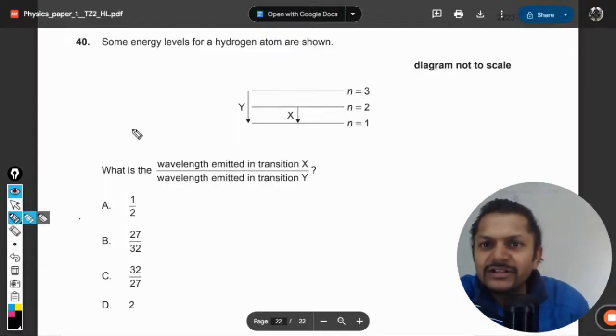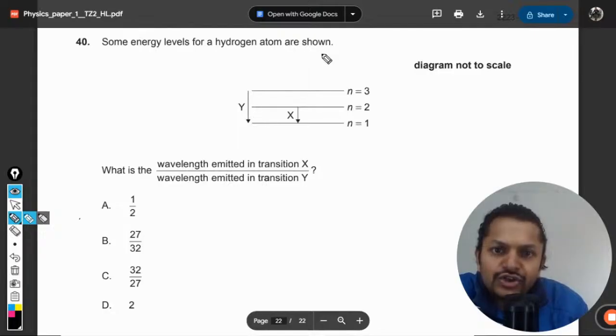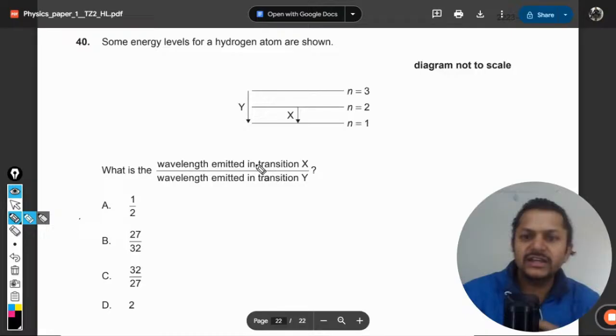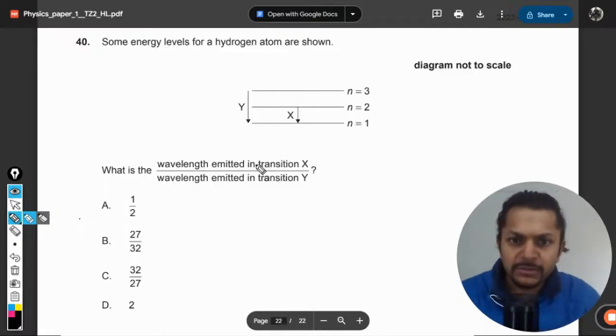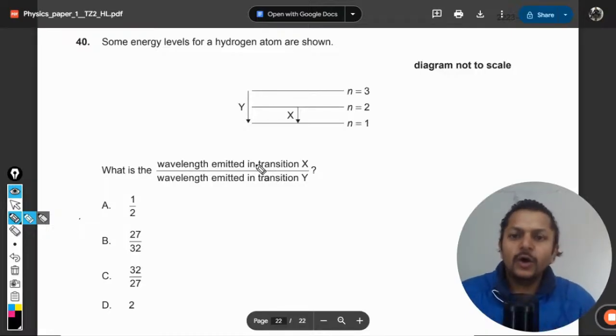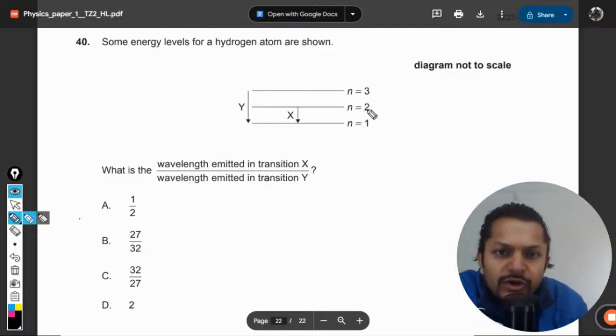Okay, so let's see what is there in this question. Some energy levels for a hydrogen atom are shown. What is the ratio of the wavelength emitted in the transition X divided by the wavelength emitted in the transition Y? For the transition X, the electron is going from 2 to 1, and for Y it is going from 3 to 1.